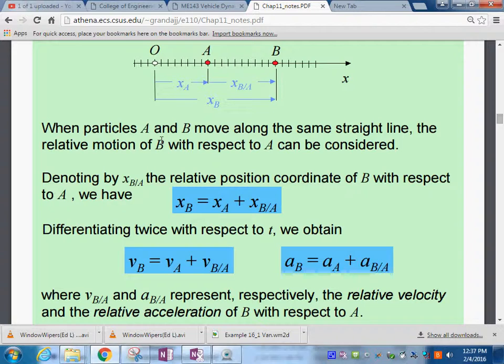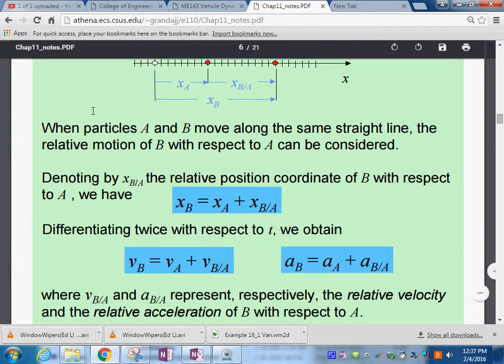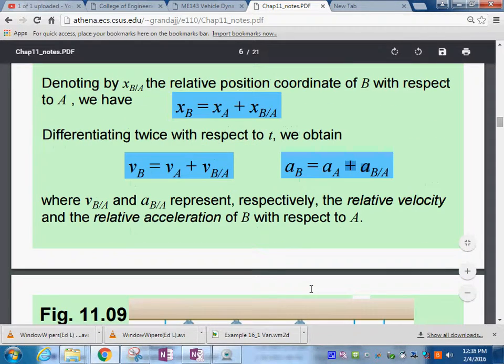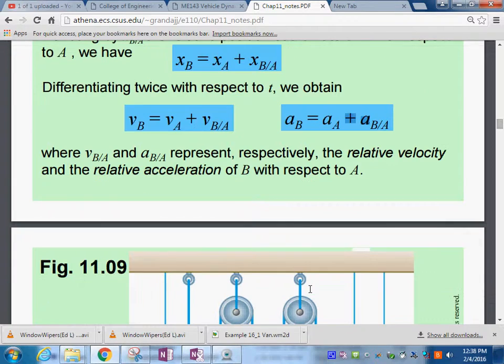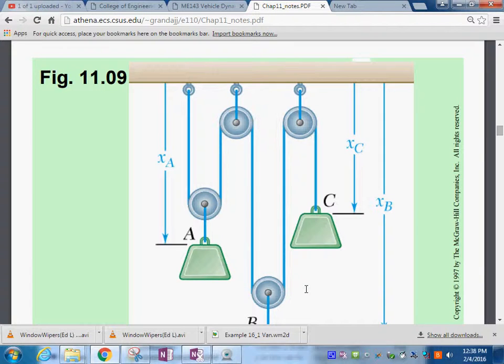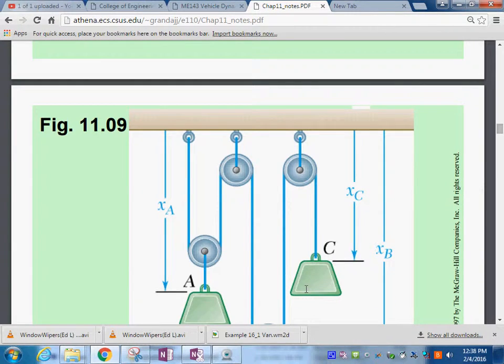And then if you differentiate this with respect to t, you have that the velocity of the point B is the velocity of A plus the velocity of B with respect to A. By the same token, the acceleration of a point B is the acceleration of A plus the acceleration of B with respect to A.